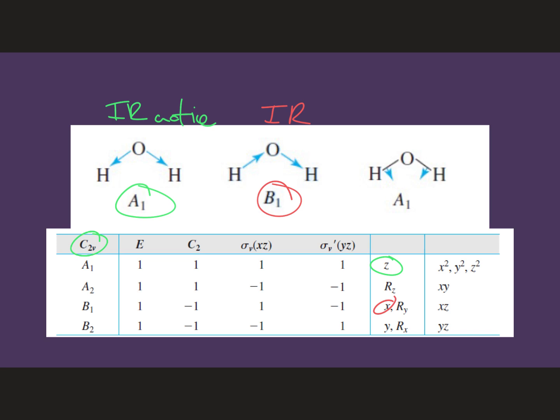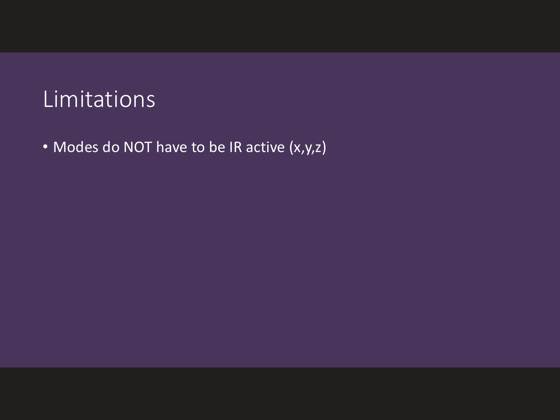And the final one over here, the bending mode, transforms as an A1 irreducible representation. Again, that is the Z, so this mode is also IR active. So in the case of water, all three modes are IR active. So we should be able to see them in an FTIR scan, for example. Now, the thing that we have to remember here is that in this example, all the vibrations were IR active, but modes don't have to be IR active. That is not a requirement of a vibration.